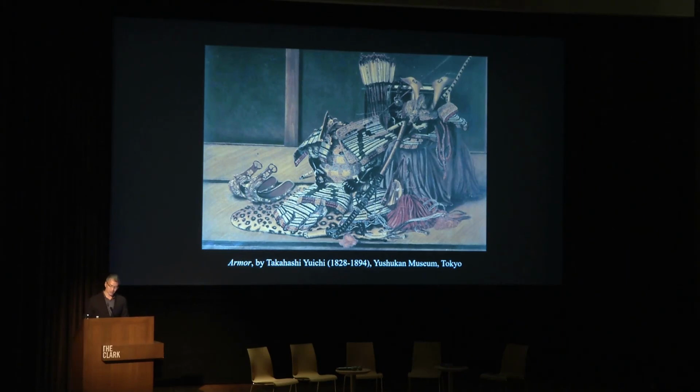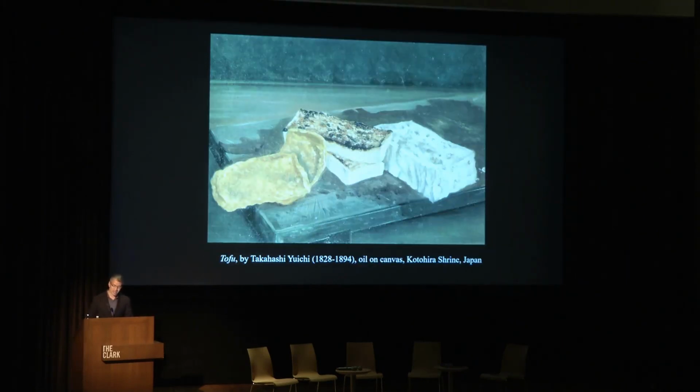Now, at the same time that Yuichi hoped to capture and monumentalize the evanescence of Japanese society in oil, he was also keenly aware of the need to familiarize and generate an audience for his work. He did so by producing a series of still lives, again in the 1870s, that depicted familiar, everyday things in his viscous medium. No work better captures the earnestness of this project than Tofu, now in the collection of the Kotohira Shrine in Shikoku Island.